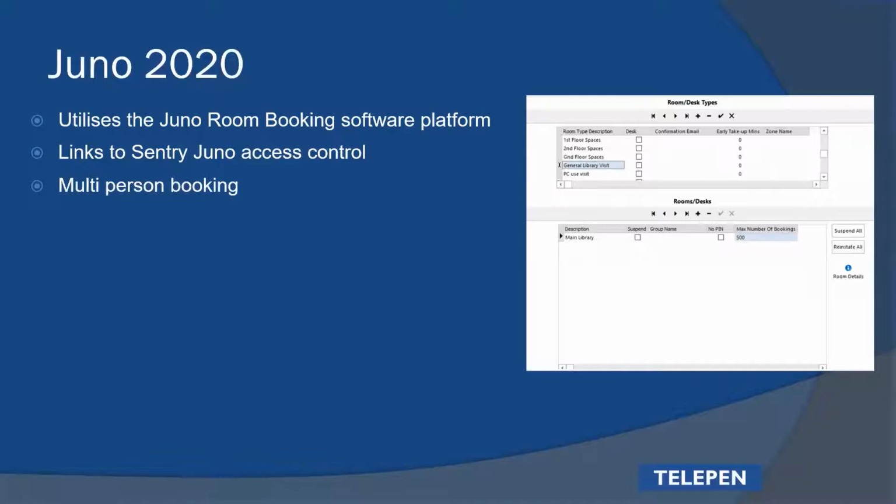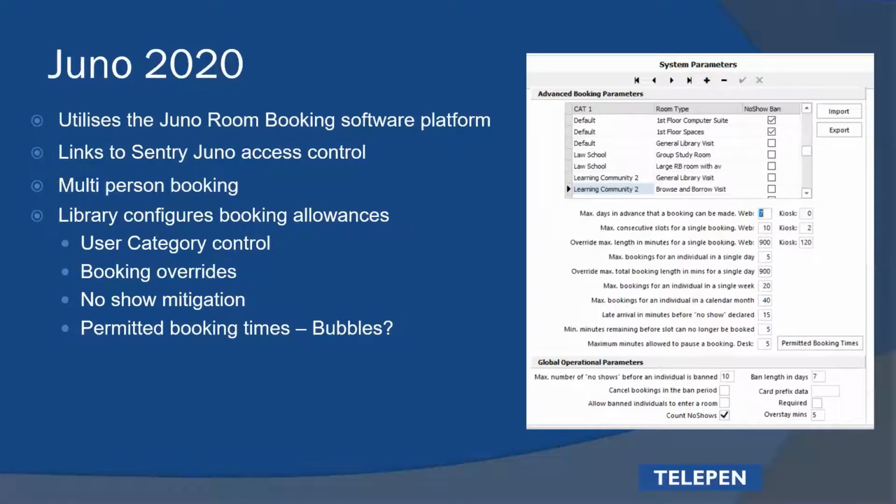So here, multi-person booking, as I mentioned, you can choose exactly how many resource types you've got. So it may be that you just have a single general library visit, or you might want to add additional ones. It could be a PC use visit or browse and borrow, entirely up to you. And you can then choose the amount of bookings available to that resource, and that could be per library or other building. If you've got more than one library, you can allocate different numbers of bookings accordingly.